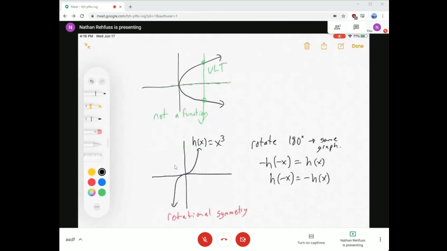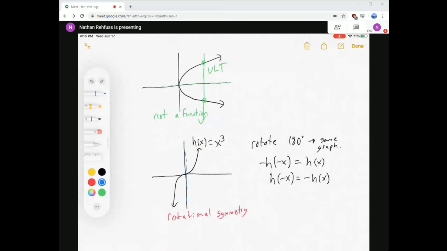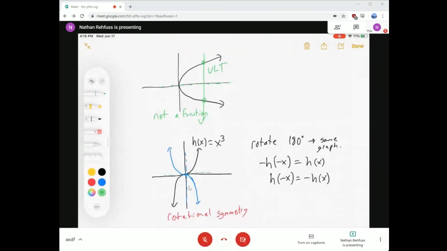Take a look at this graph. If I do a horizontal flip over the mirror on the wall, I get this blue curve. Jeez, can't draw today. On the other hand, if I do a vertical flip over this puddle on the floor, I get the same blue curve. So a horizontal flip is the same as a vertical flip, and that's because the graph has rotational symmetry.